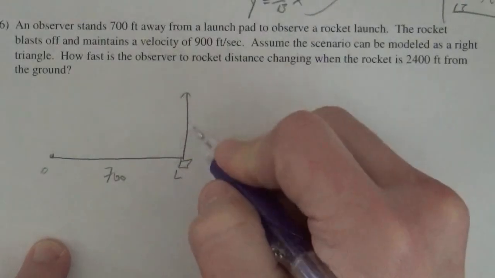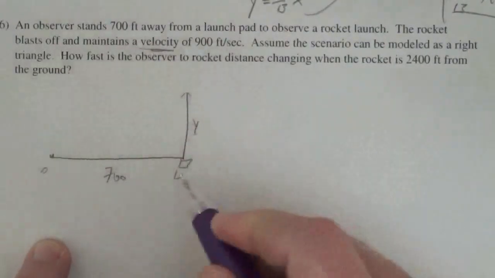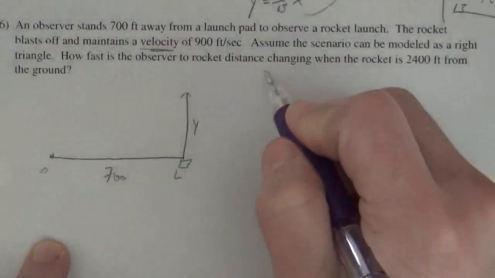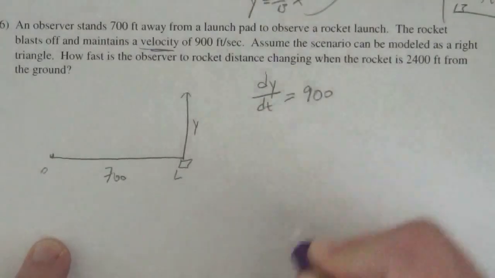So if I call this length y, the velocity is the rate at which that is increasing. So that's telling me that dy/dt is 900.